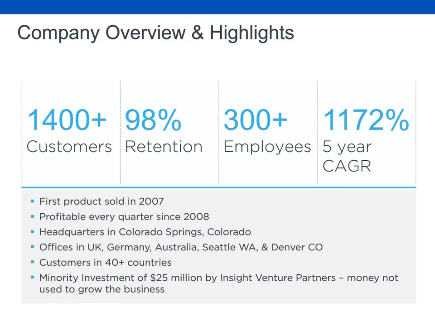The first Cherwell product sold was in 2007. We've been profitable just about ever since then, every quarter since 2008. I mentioned our headquarters is in Colorado Springs. We're located there, but there's offices in Denver, Germany, Seattle, Australia, and also partners who help scale across the globe as well.